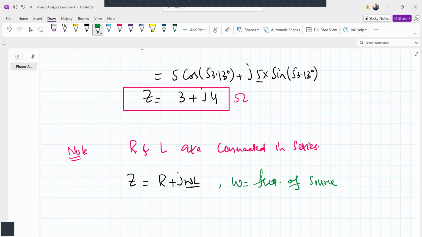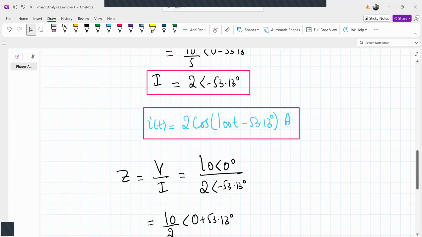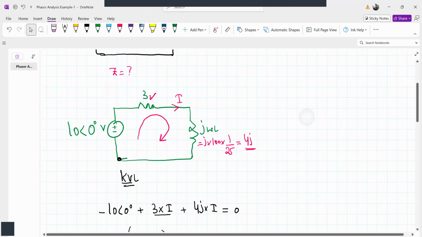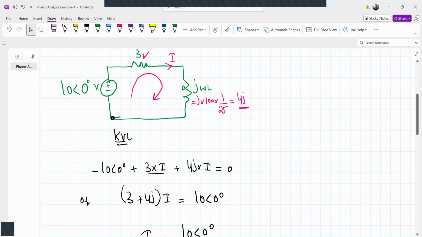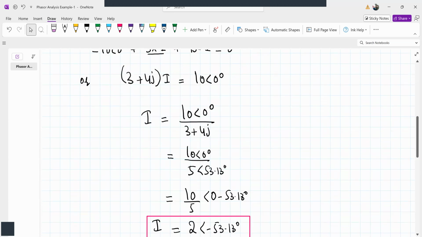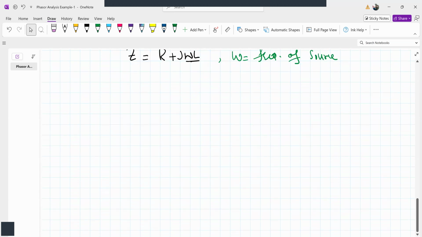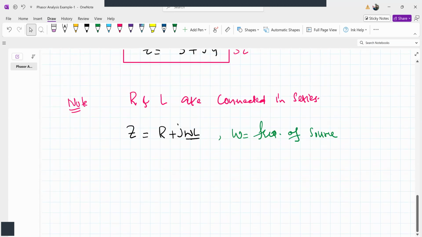Now what I want you to do is draw the phasor diagram of voltages in this network. Please try that. Take I as reference because this is a series circuit, and draw the phasor diagram of the voltages in this circuit. All right, let me end this session here.